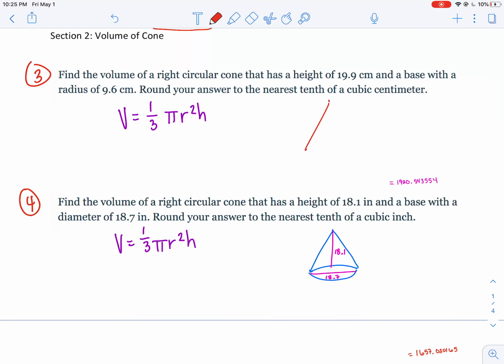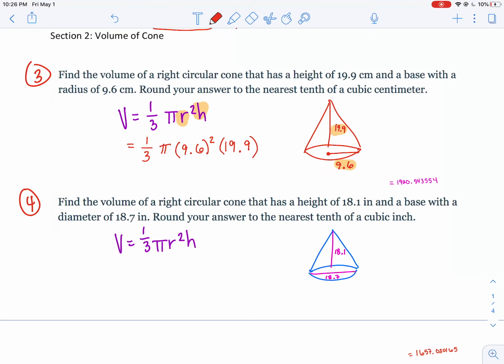Okay. All right, let's look at number 3. I did not have this drawn. I apologize for that. The height is 19.9, and the radius is 9.6. So we want to go ahead and find the volume. I'm just going to plug those two numbers in. My radius is given to me, so is my height. Use parentheses. So 1/3 pi, my radius is 9.6 squared, and my height is 19.9.